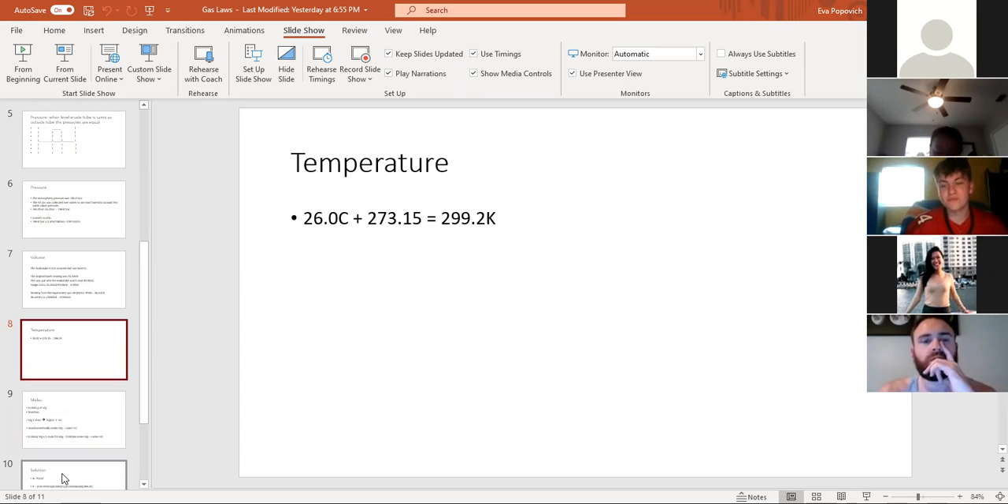Third reading. This is the gimme. I've got the outside room temperature is 26.0 Celsius. All I have to do is convert that to Kelvin by adding 273.15.